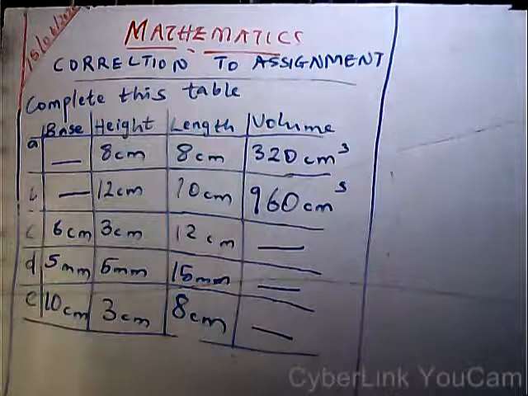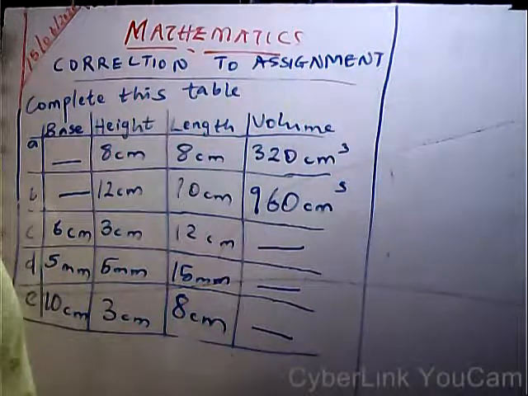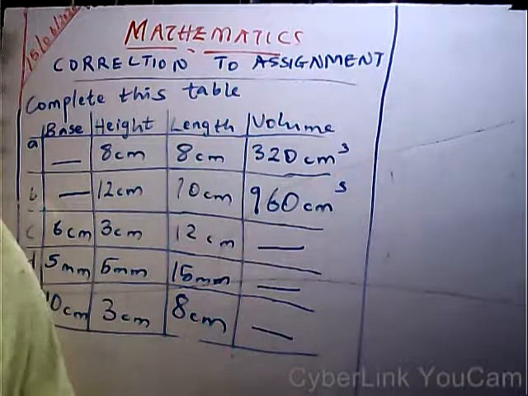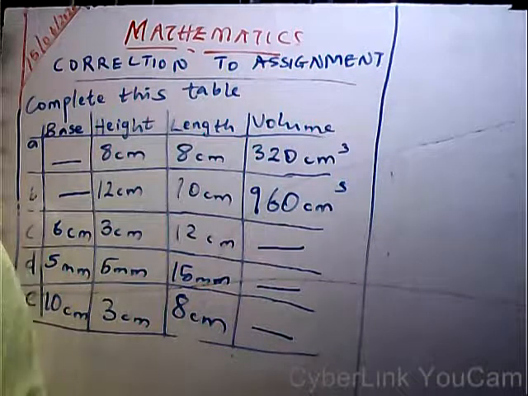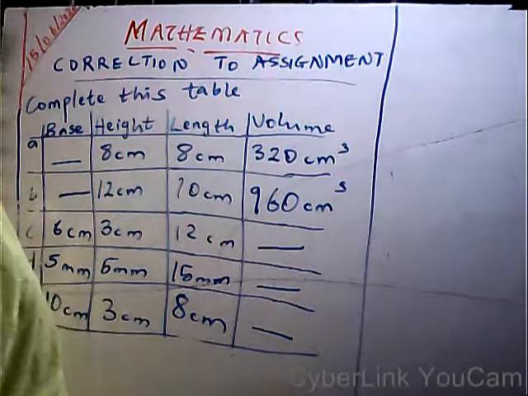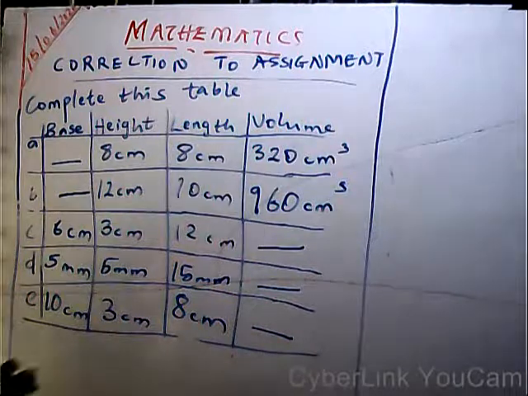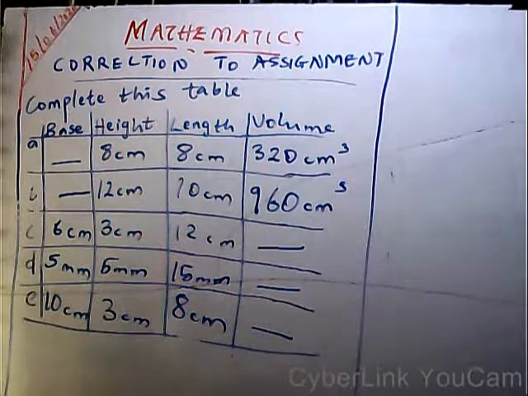Last week we talked about volume of a cube and volume of a cuboid. And I gave you assignments. I gave you two tables to fill. Mind you, these two tables, the first table is under the topic we treated last week.